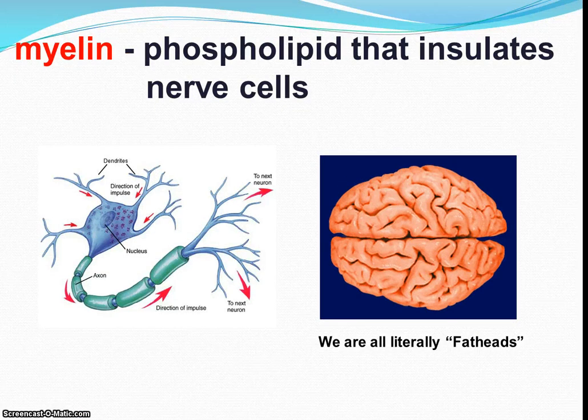One of the other functions that we didn't really talk about is the fact that all of your nerve cells are going to be insulated with fat called myelin. It's a phospholipid that insulates all of your nerve cells to make sure that the electricity that's running through your body that you generate doesn't electrocute you and make you dead.